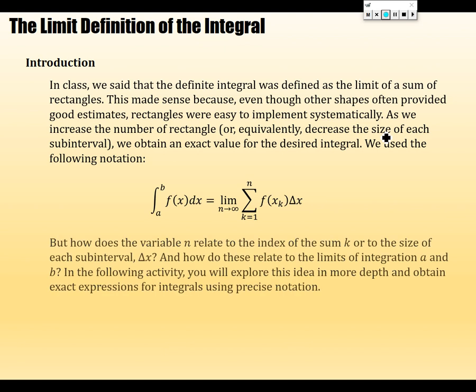Keep going. You want to keep reading? You're doing a great job. How does the variable n relate to the index of the sum k, or to the size of each subinterval, delta x? And how do these relate to the limits of integration a and b? In the following activity, you will explore this idea in more depth and obtain exact expressions for integrals using precise notation.